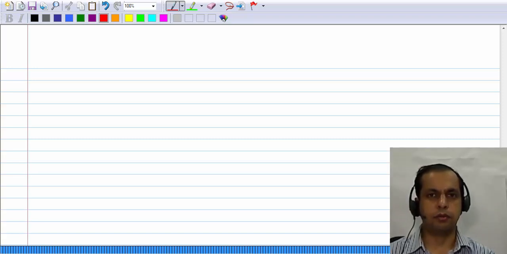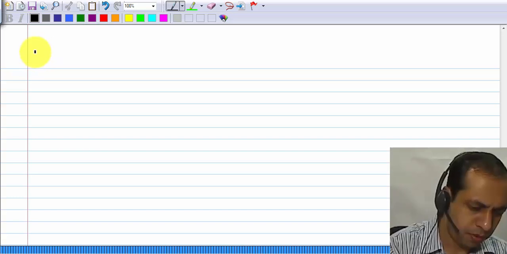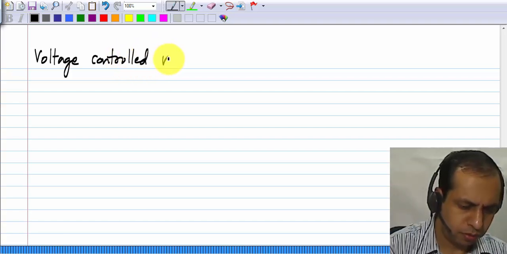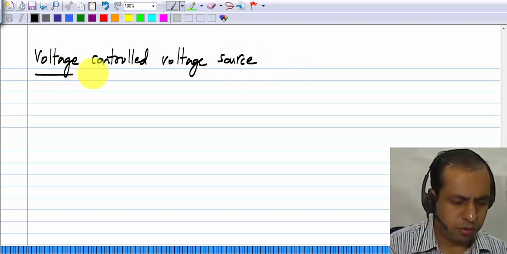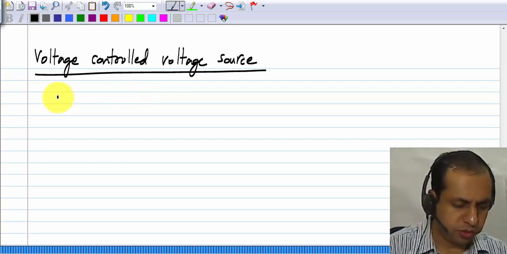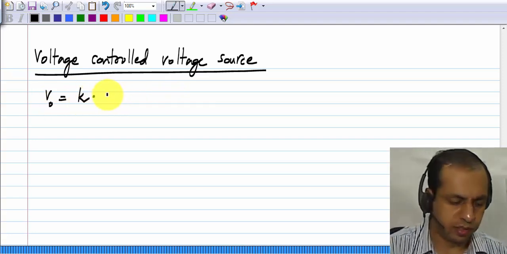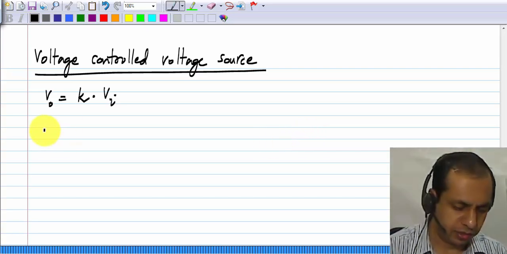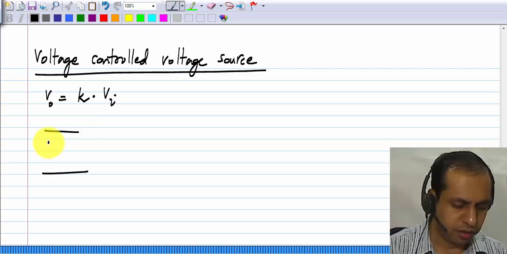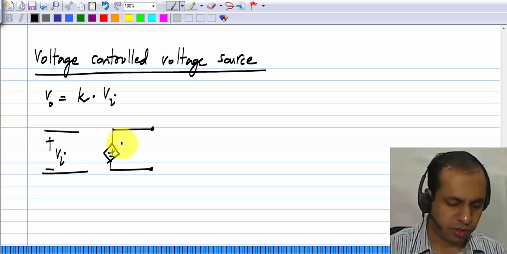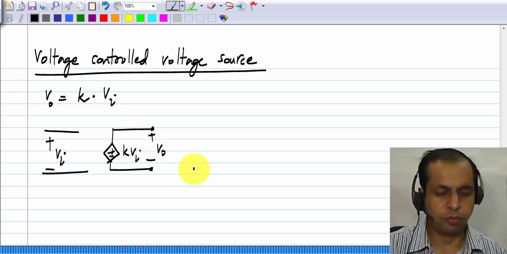Let's first try to realize a voltage controlled voltage source. Now, a voltage controlled voltage source has an output voltage which is some fixed constant times the input voltage. Okay, that is, let's say the input is applied between two nodes. There will be a voltage K times Vi, which is the output voltage.